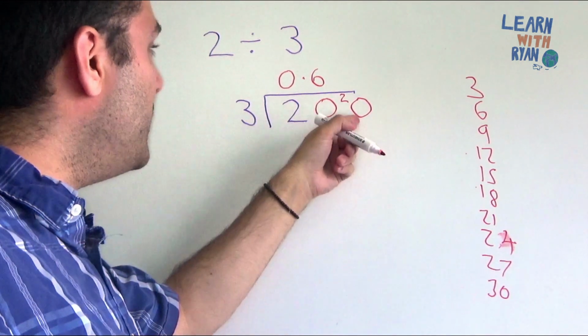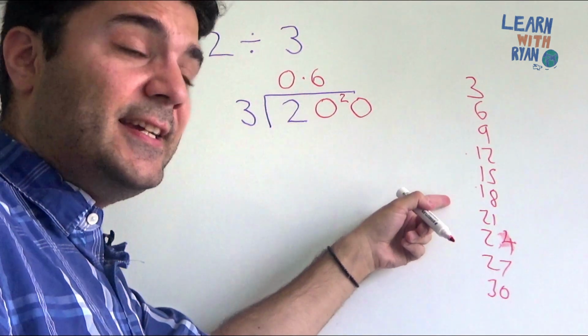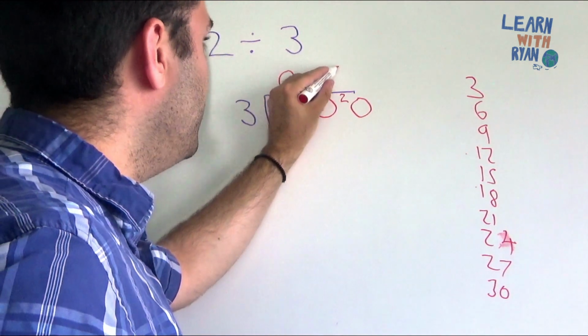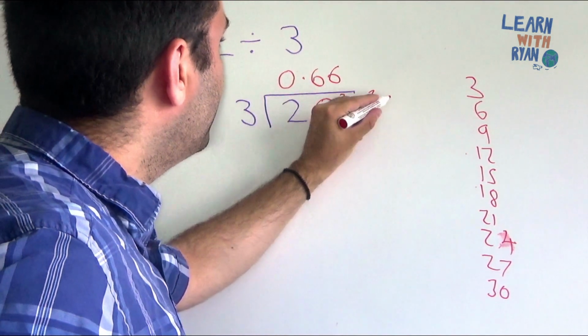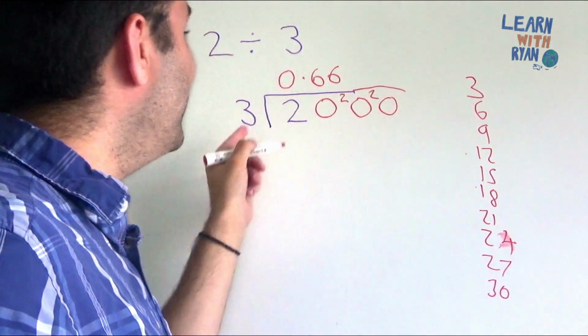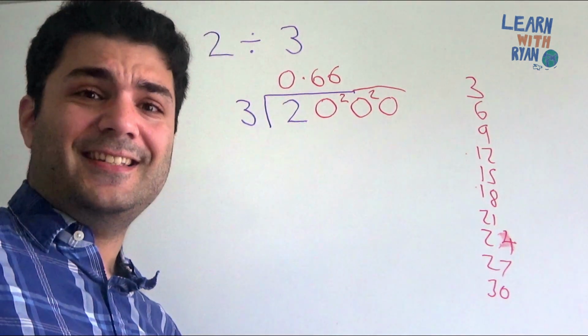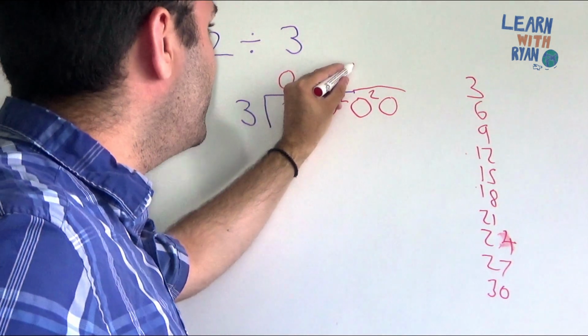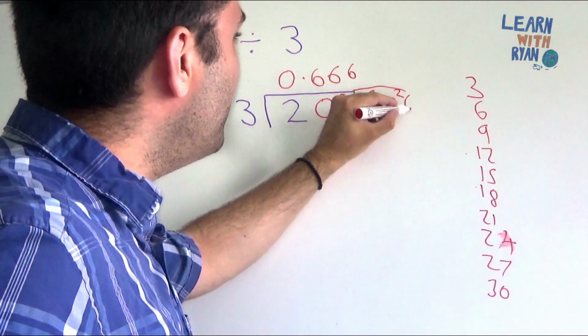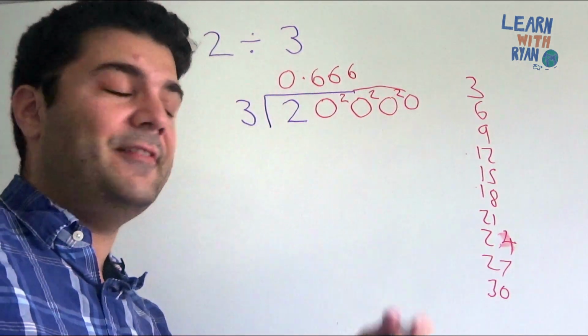Again, how many 3s in 20? Well, it's exactly the same, isn't it? It's 6, remainder 2. Add a 0. How many 3s in 20? Well, it's exactly the same. 6, remainder 2. So you'll notice that it's going to continue like that forever and ever.